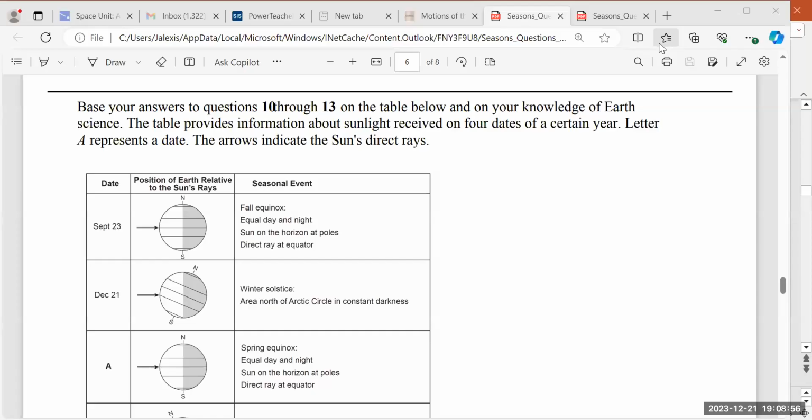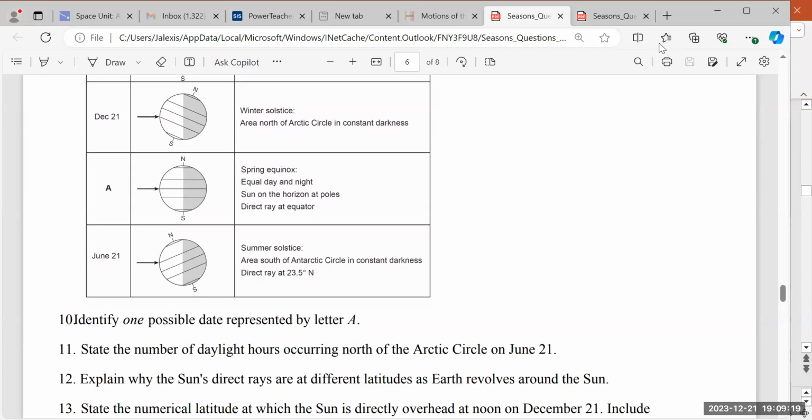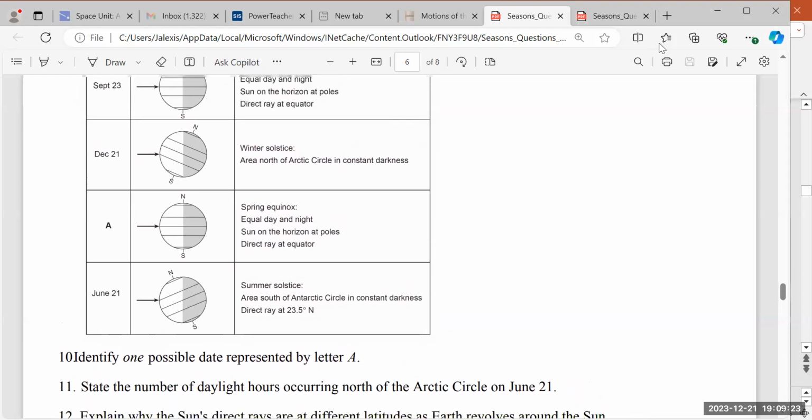All right, number 10, it says base your answers to questions 10 through 13 on the table below and on your knowledge of earth science. The table provides information about sunlight received on 4 dates of a certain year. Letter A represented a date. The arrows indicate the sun's direct rays. So 10, it says identify one possible date represented by letter A.